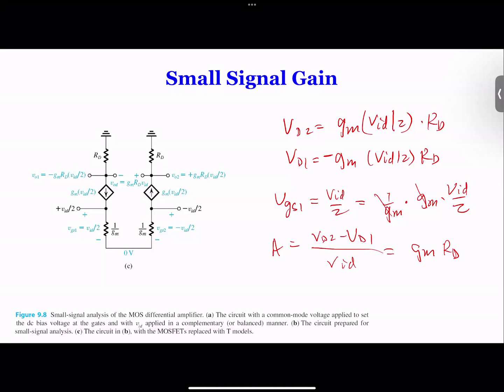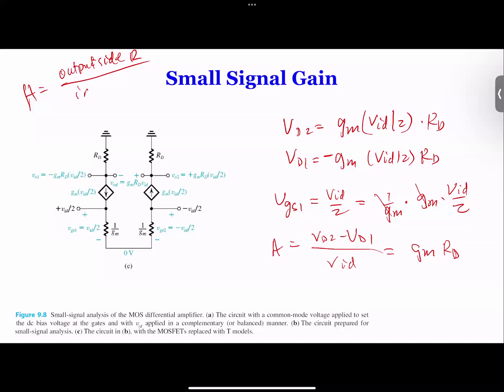So doing this, this is the input, this is the output. The ratio between these two resistances gives you the gain. So basically the gain is equal to the output side R over the input side R. This output side total resistance and the input side resistance give you the total gain. Now we can also add RO over here and then to ground, so you get RD in parallel with RO.